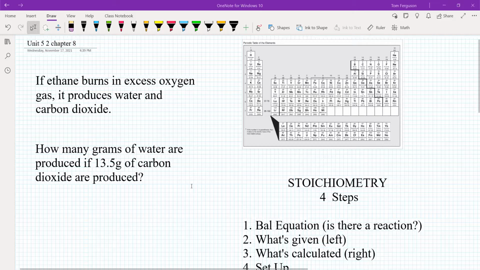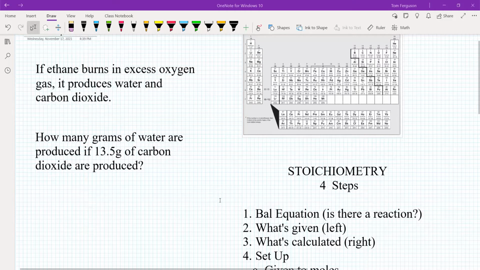I'm going to continue on kind of where we left off on Monday. Now, I said a typical stoichiometry problem has a chemical reaction, some givens, and some calculated parts. For example, this one here: if ethane burns in excess oxygen gas, it produces water and carbon dioxide. And from that, we could ask how many grams of water are produced if 13.5 grams of carbon dioxide are produced. First of all, these are the 4 steps like we went over before.